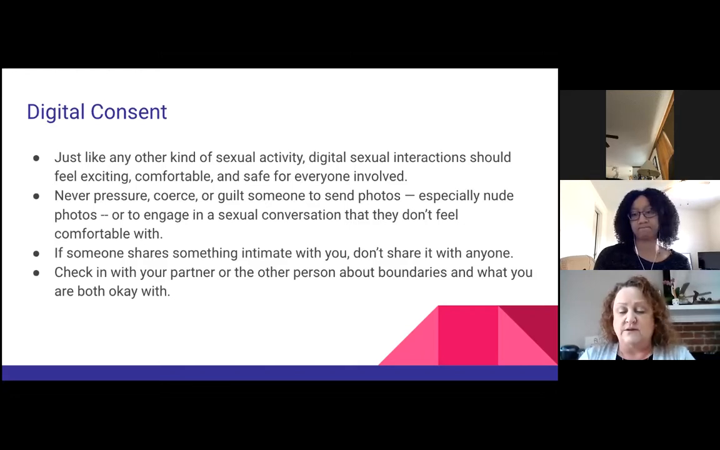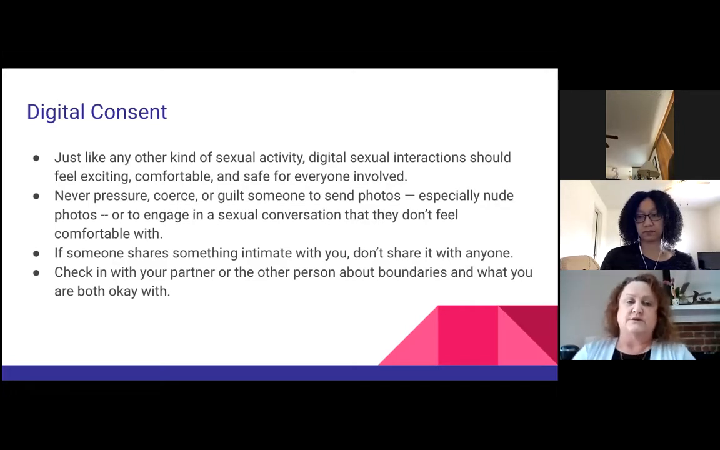Because as we know, once it's online, we don't know where it's going. We don't know how many people have access to it. And so therefore, what you might think as a private engagement may become public. So that's something to consider, especially with sexual interactions. You want to protect yourself. So again, digital consent is the same as in person, and we need to respect that.